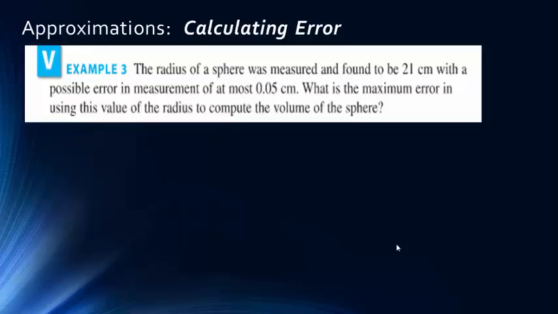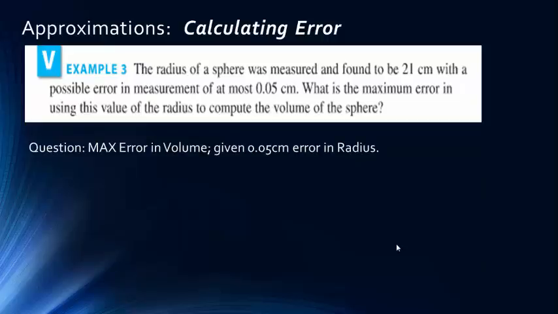Okay? I think we have one more example here, and this is another example of calculating error. The radius of a sphere was measured and found to be 21 centimeters with a possible error in measurement of at most 0.05 centimeters. What is the maximum error in using this value of the radius to compute the volume? So we're not sure our measurement of the radius was accurate, and we're trying to figure out how much error we would have in the volume, because remember, volume is a function of the radius. Okay? So again, what's the maximum error in volume given a 0.05 centimeter error in radius?